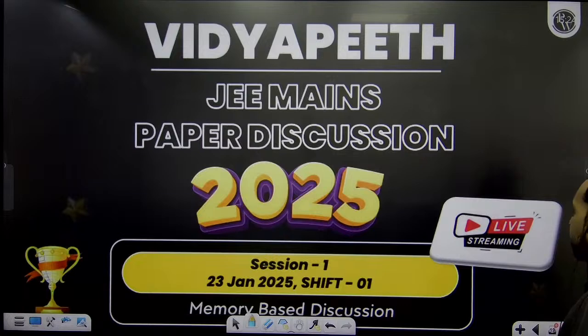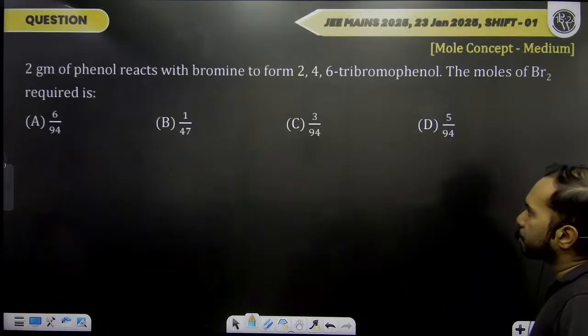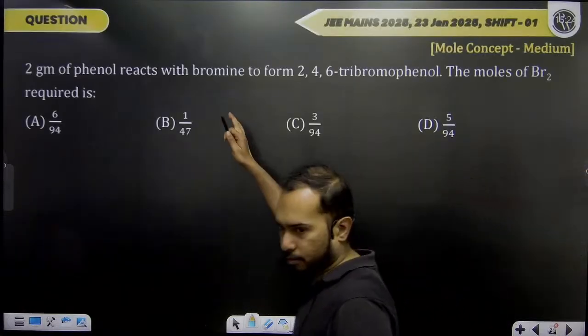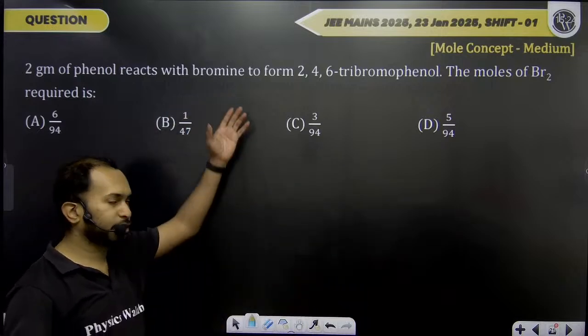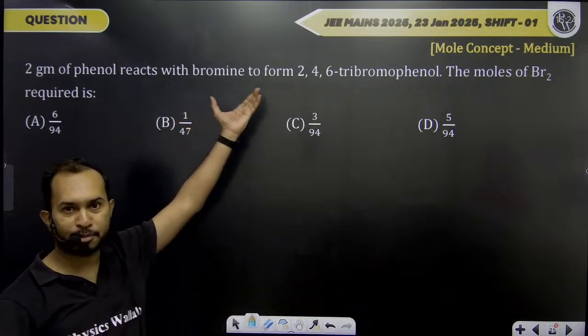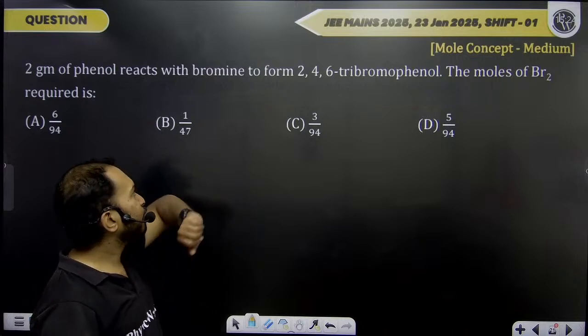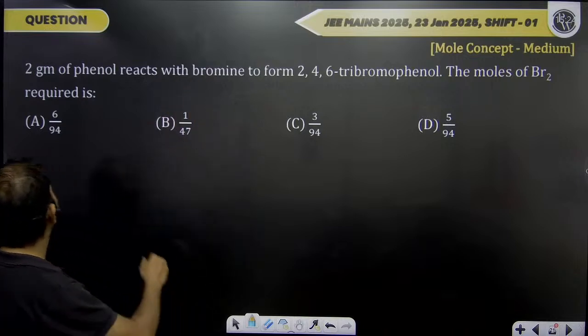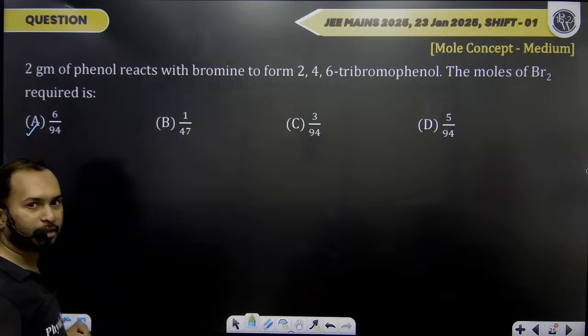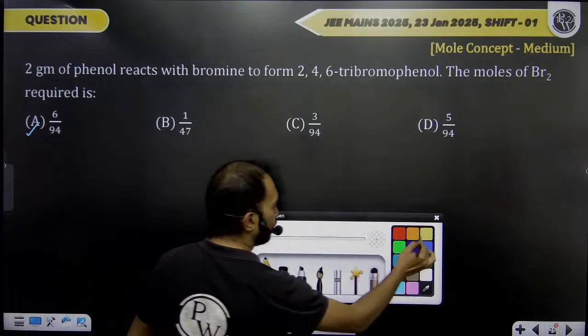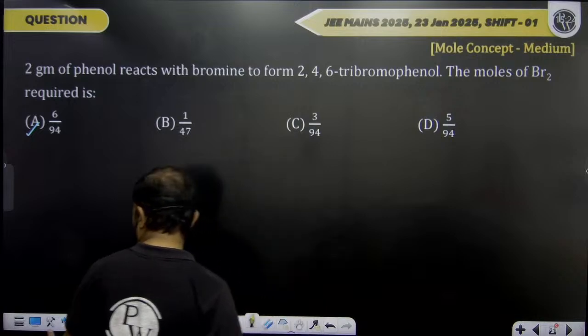Let's see the question. The first question. Okay, this we have already done in organic chemistry, right? This question belongs to the organic segment also, and this question belongs to the mole concept also, right? So we have already solved this. The answer was 6 by 94, right? Okay, we have already done this. Okay, looking at the next question.